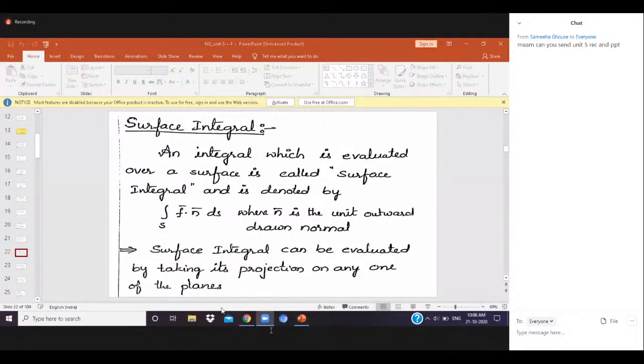Okay. Good morning, everyone. So now the fifth unit, second topic. Here we have totally six topics, and the second topic is surface integral. Before this we had the line integral, which we completed. In the line integral, the formula is integral over C of f bar dot dr bar.